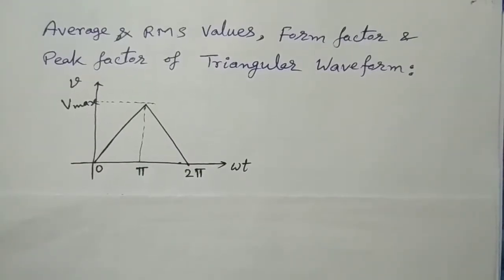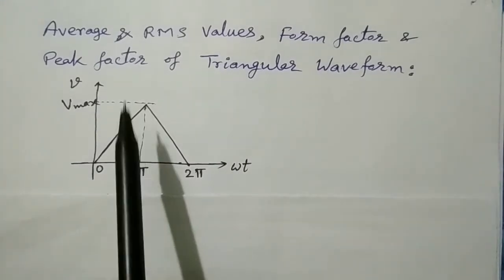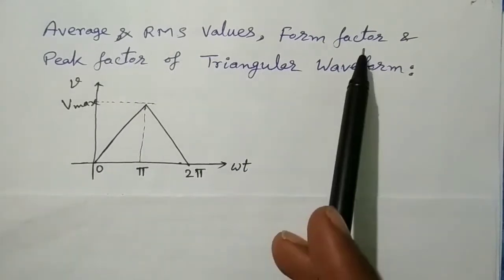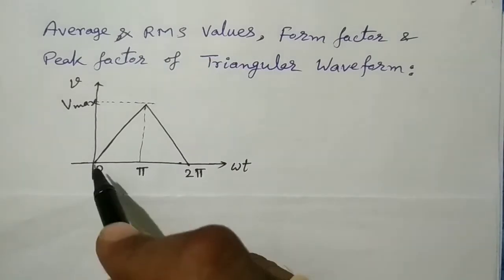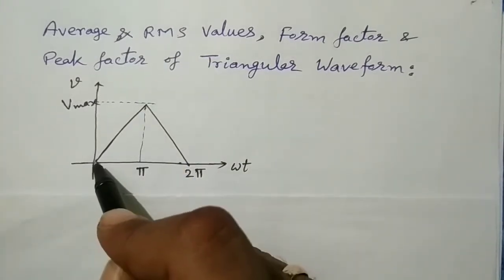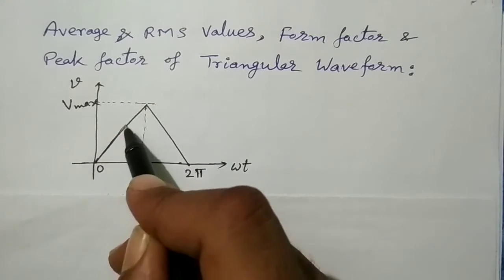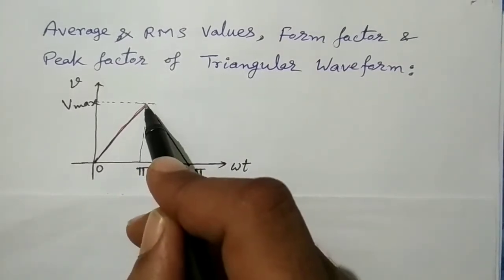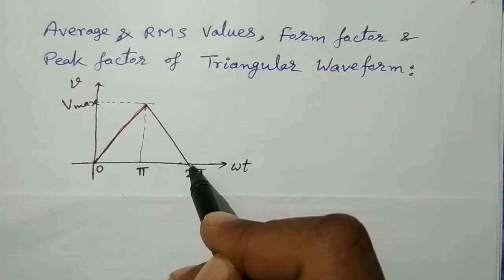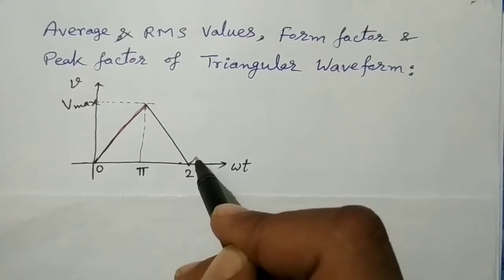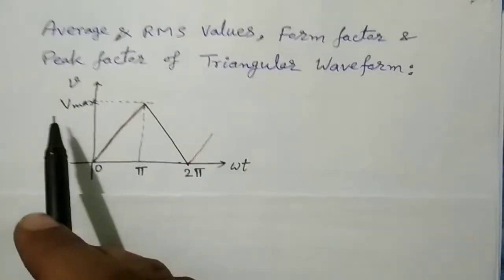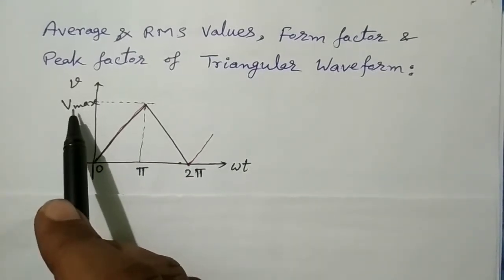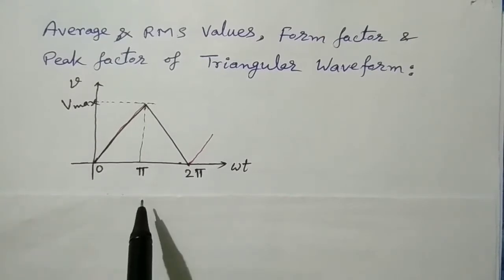In the third example, we have considered a triangular waveform. So find the average value, RMS value, form factor and peak factor of this triangular waveform. This is the nature of the waveform. From 0 to pi it is gradually increasing. Then from pi to 2 pi it is gradually decreasing. From 2 pi again it will be in the increasing order. The maximum value here is V max. We have considered it as a voltage waveform.